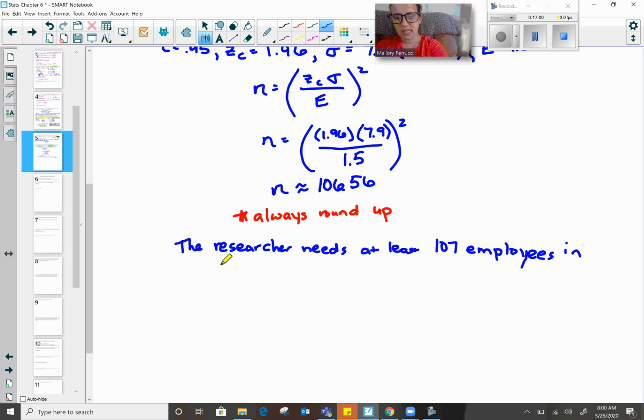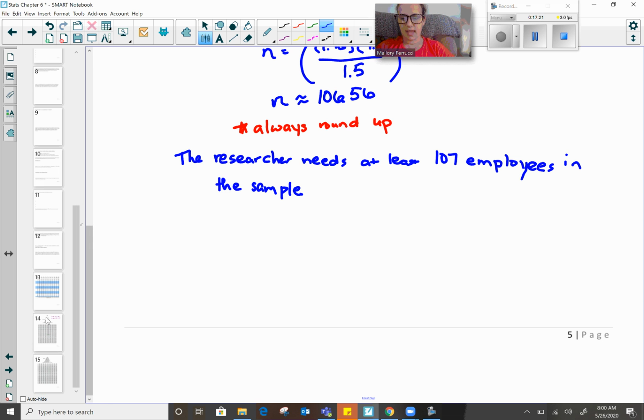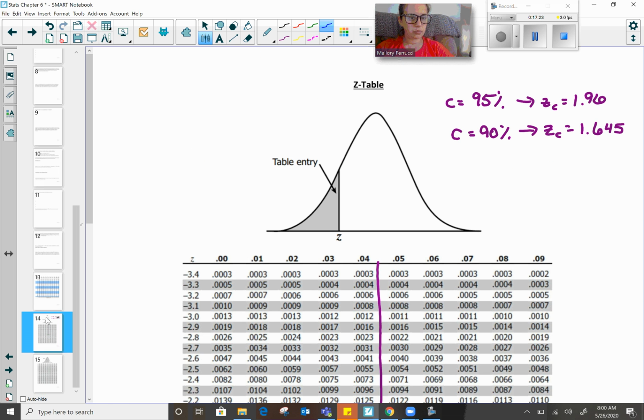Which means that they can have more than that, but as long as you have 107, then you should be good. Okay, cool. Now the only other thing that I'm going to do on here, just because we don't have it, is find that last z-score for the 99%, just so that we have it.